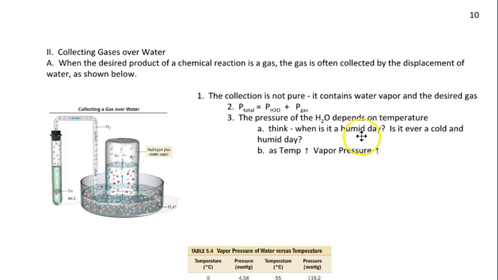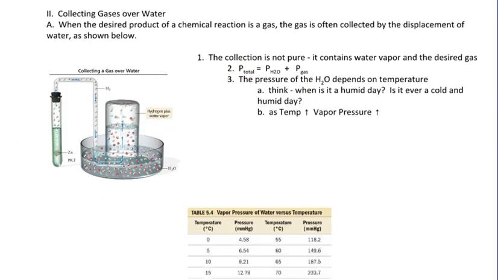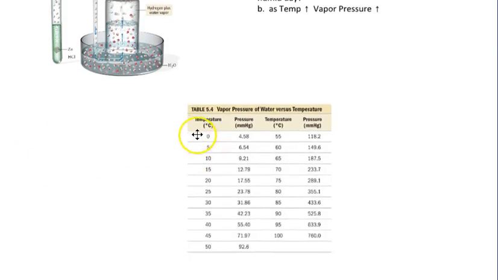So look what I wrote here. As temperature goes up, the vapor pressure of water goes up. Why? Because there are more water molecules in the gas phase because they're going to evaporate more. So look at the table down here. Look what happens. Temperature is going up. What's happening to the vapor pressure of the water? Yeah, it's going up too.